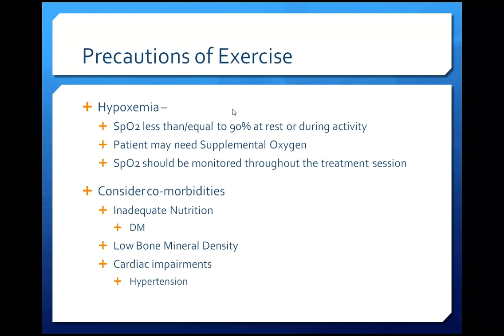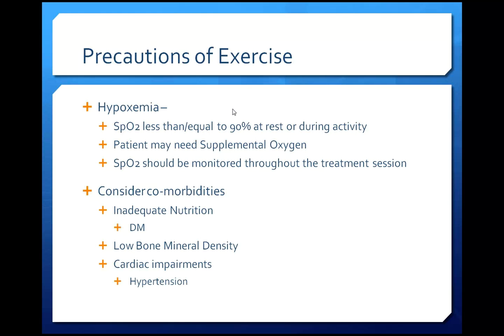Keep the oxygen above 90%. The oxygen saturation should stay above 90% at rest and during activity. If it drops below that, this is hypoxemia. The patient may need supplemental oxygen, and if they need it, the doctor has prescribed it.